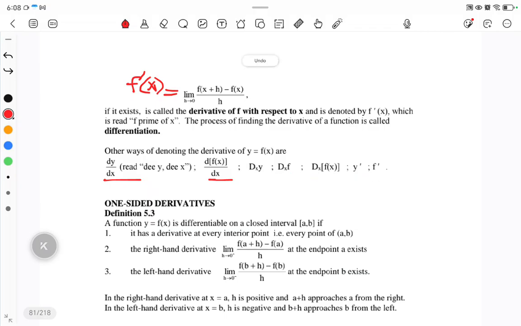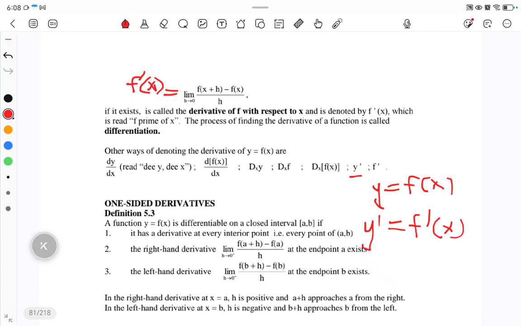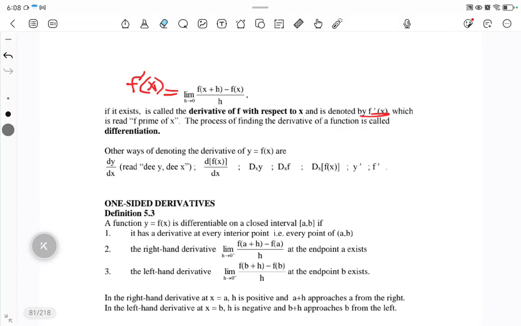So what we know initially is that y is equal to f of x, right? And we know that finding the derivative of f of x is written as f prime of x. It means that we can also put y prime. So we have this, right? And these are one thing. And again, we know that y is equal to f of x.